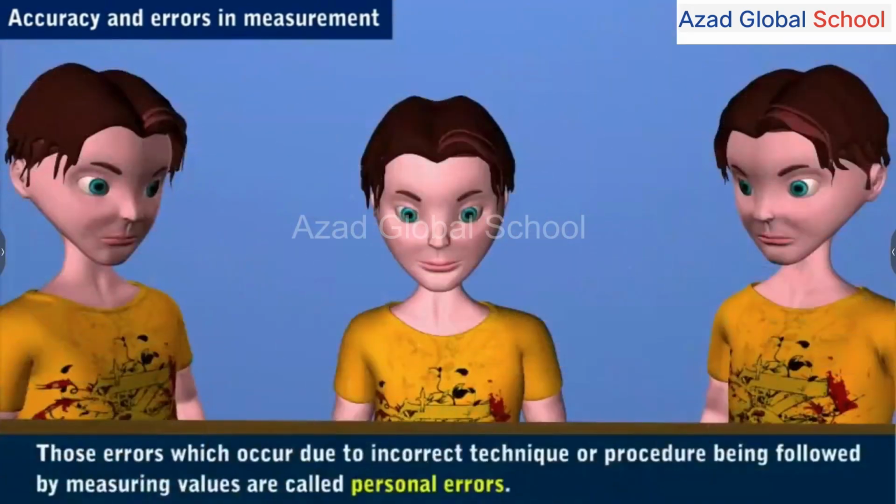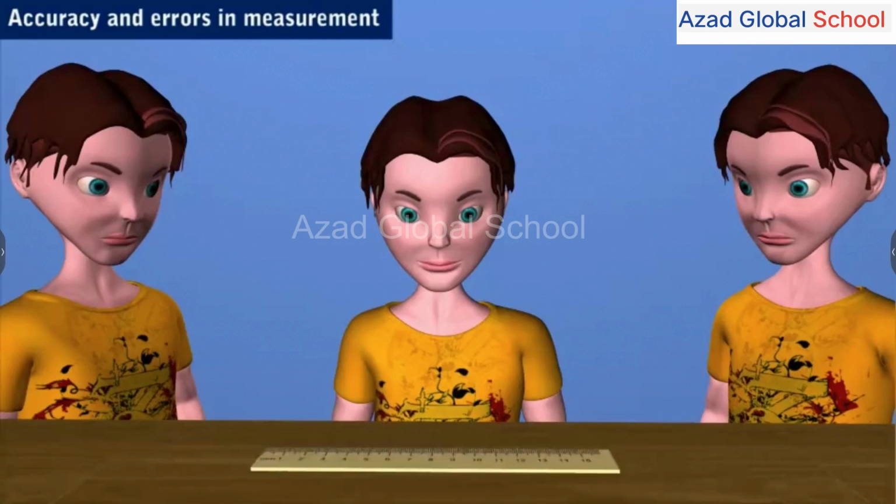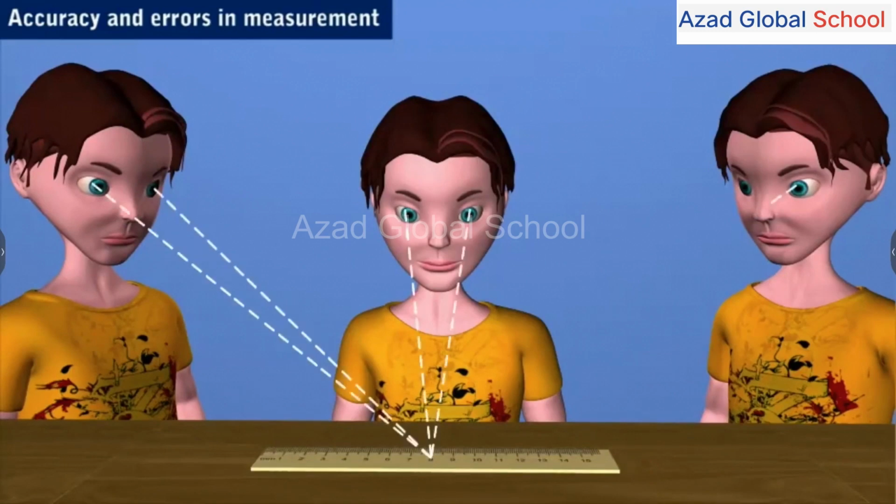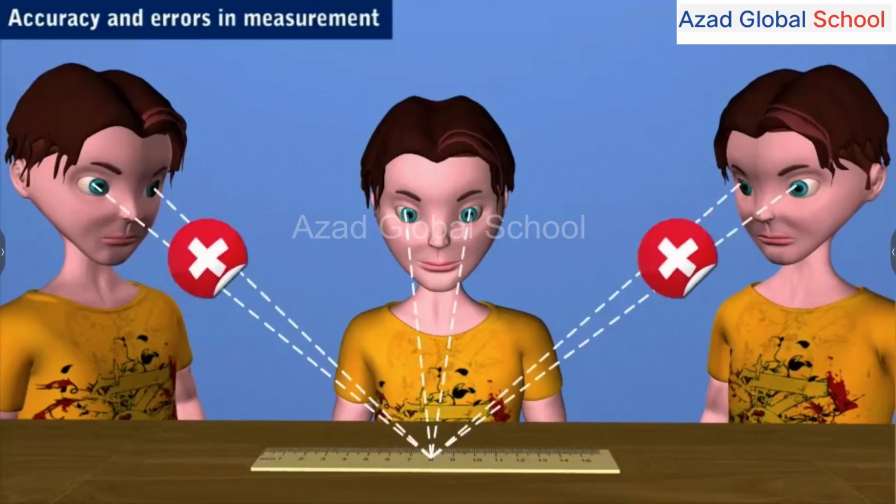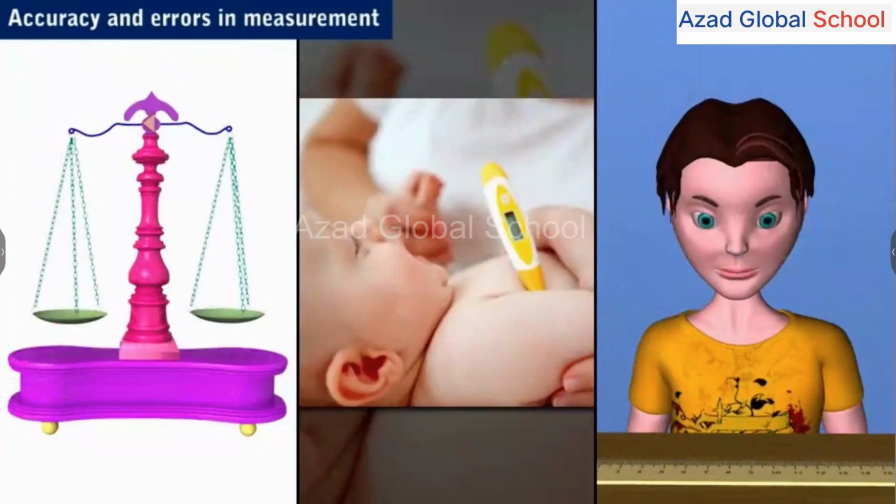Errors may also occur due to an incorrect technique or procedure being followed while measuring values. Such errors are called personal errors. Parallax is one such error. While measuring the length of a line using a foot scale, if you tilt your head, the length measured will be shorter or longer by a millimeter or two. Systematic errors can be minimized or eliminated by using a perfect measuring instrument and by improving the technique or procedure of measurement.